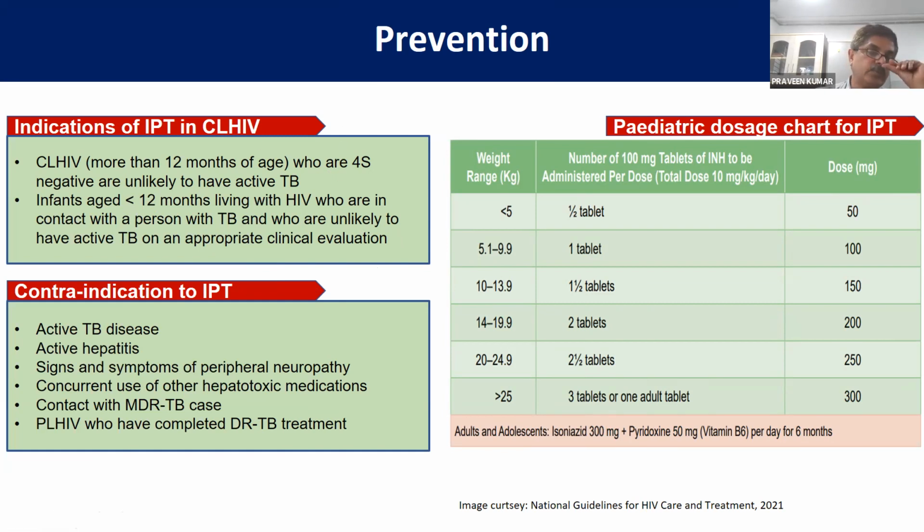But at the same time, we have to make sure that we have excluded the possibility of active tuberculosis, TB disease. IPT is contraindicated when there is active hepatitis or there are signs and symptoms of peripheral neuropathy. If you are giving some hepatotoxic medications, in those cases also we have to be very careful. If there is already a contact with multi-drug resistant tuberculosis, then again, this is a contraindication.